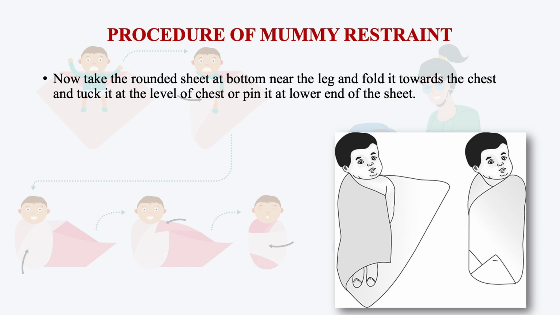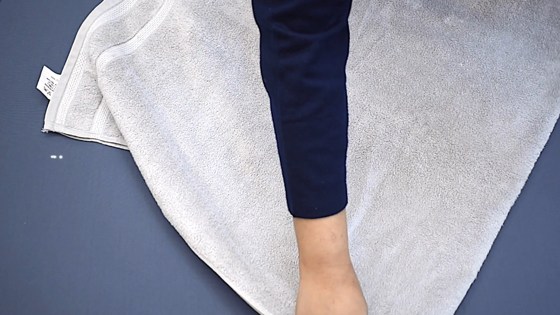Now take the rounded sheet at the bottom near the leg and fold it towards the chest and tuck it at the level of the chest or pin it at the lower end of the sheet. To make the mummy restraint, we need a square piece of cloth or a towel. Place the towel diagonally.